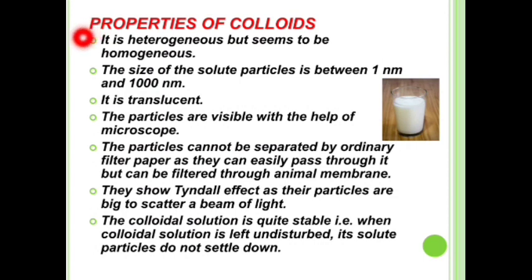Now, let us see the various properties of colloids. A colloid is a heterogeneous mixture but seems to be homogeneous. The size of solute particles is between 1 nanometer and 1000 nanometer. It is translucent. We can partially see across this solution, just like butter paper. We cannot see a clear picture, but we can see partially. Similarly, colloids are also translucent in nature.